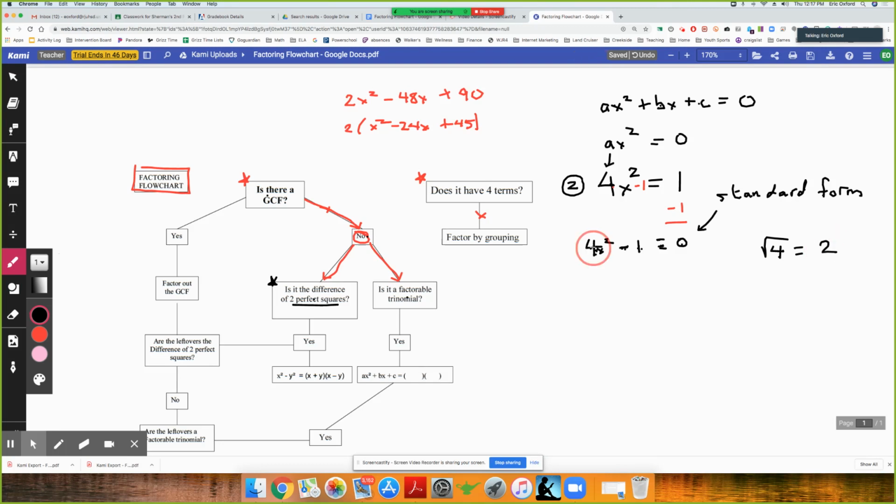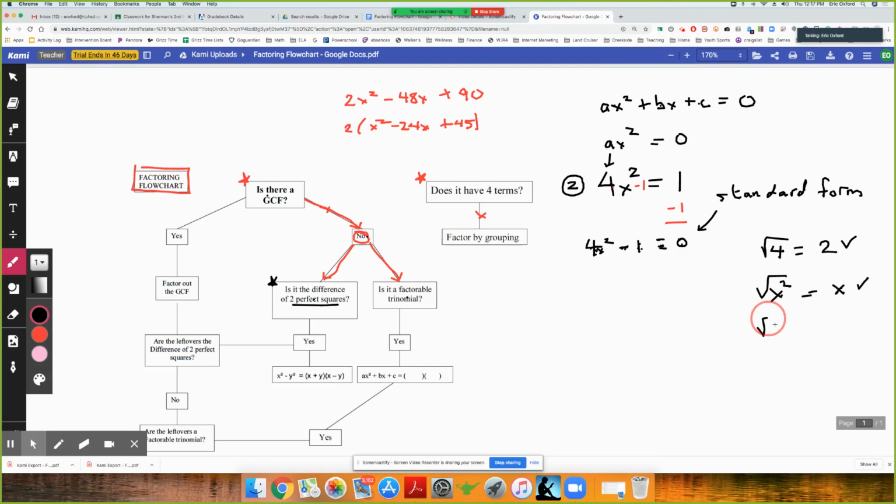So let's take the square root of 4. Yep, you take the square root of 4 and you get a whole number. That's a perfect square. Let's take the square root of x squared. Well, the square root of x squared is going to give us x. So that is considered whole.